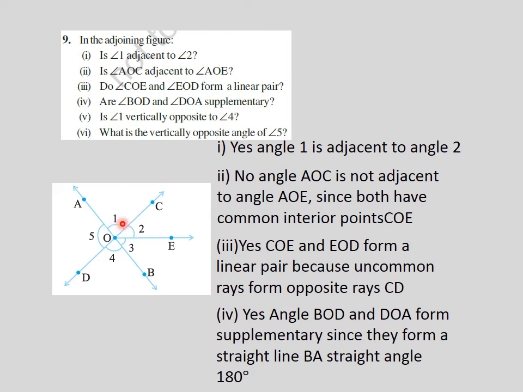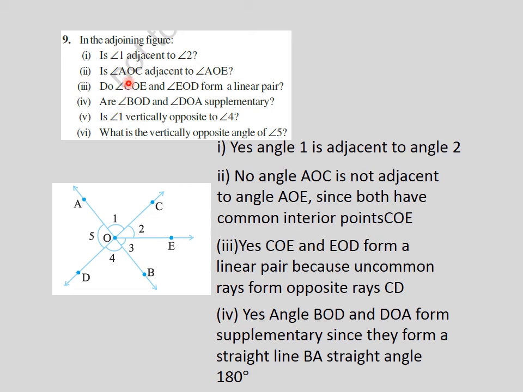If they have common interior points, then they cannot be adjacent. It means that they lie in a family. They are not neighbors. If they have common points, it means that they lie in the family. So AOC and AOE are not adjacent because they have common interior points. AOC is common to AOC and AOE. That is why they are not adjacent to each other.